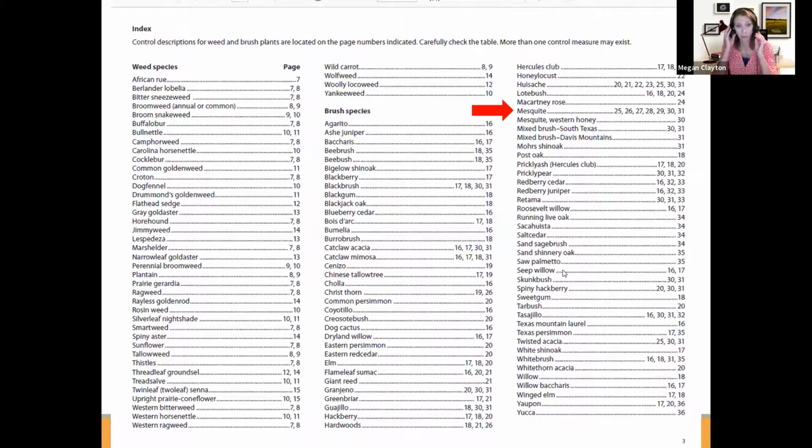For today's example, I want to go over mesquite and specifically Invora treatments that were recently added for grazing lands for mesquite. So you can see mesquite is in there a lot. We've been researching that a lot. It starts on page 25, goes all the way to page 31. So lots of different options to sort through.